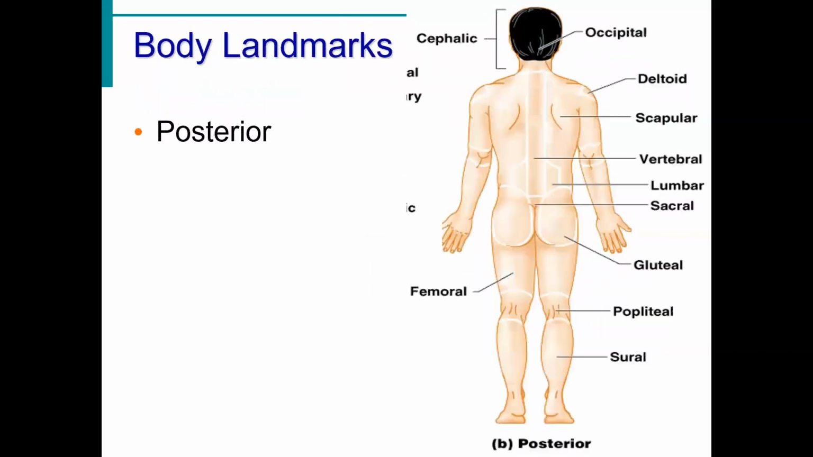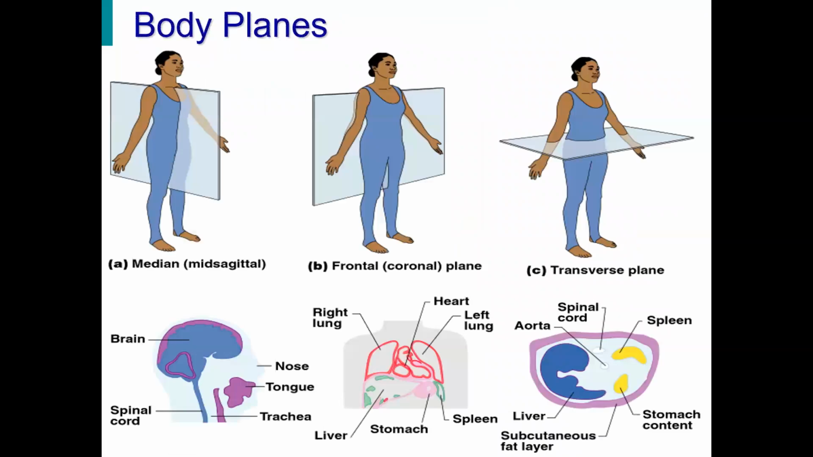Posterior landmarks, okay? Occipital, gluteal, femoral, lumbar, vertebral. These are all going to refer to a posterior landmark. Body planes, okay? Medial, frontal, transverse. These planes give us some orientation, all right? We've got a mid-sagittal plane down the midline, a frontal plane, and transverse planes.